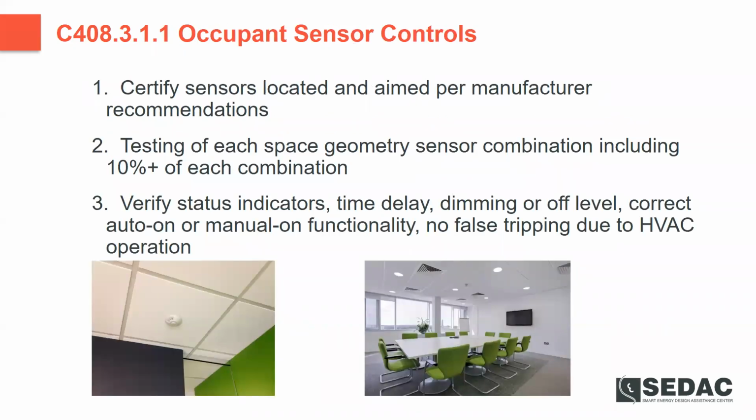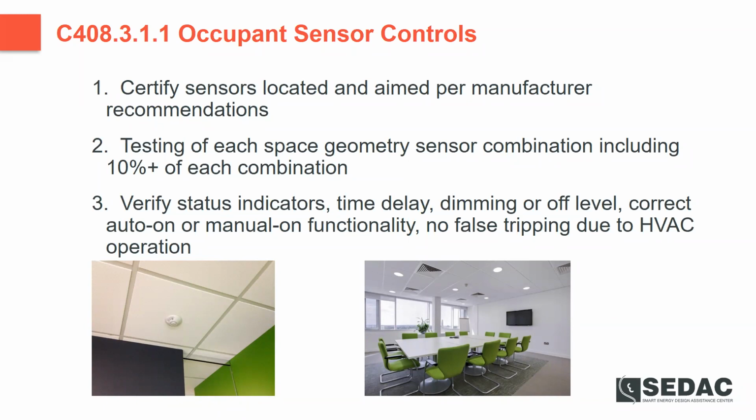As far as what is required for testing, for occupancy sensors, certification that those sensors are located and aimed per the manufacturer's recommendation, so you don't have a sensor in an office that's being triggered by someone walking by in the hallway, as an example. We've actually seen this in a couple of spaces that have transparent separators between a hallway and the space. Sometimes those sensors will trigger from someone walking past the window.